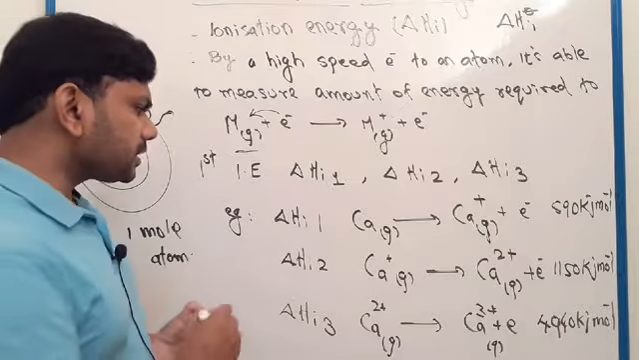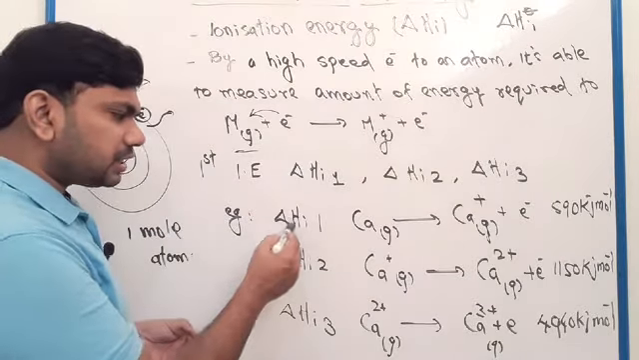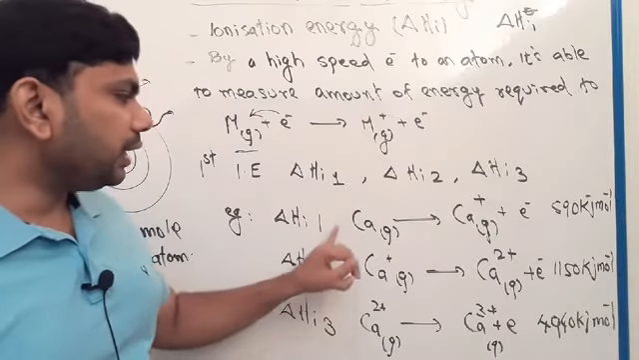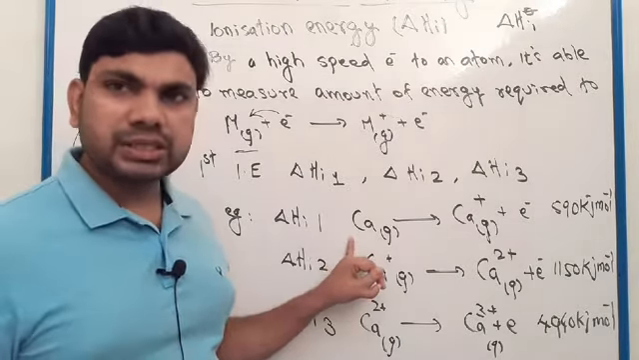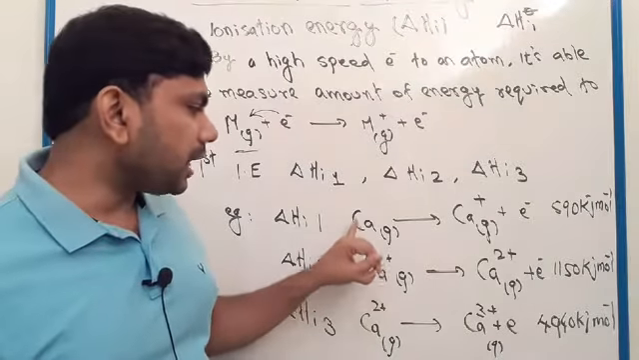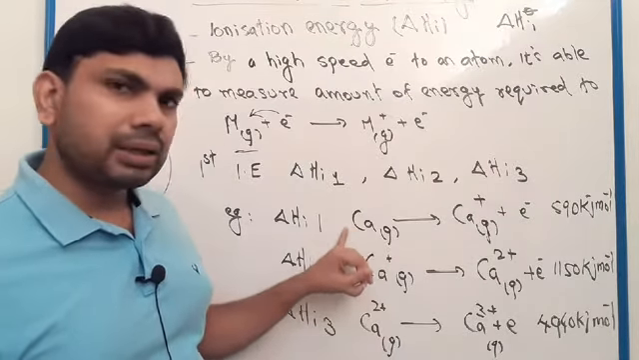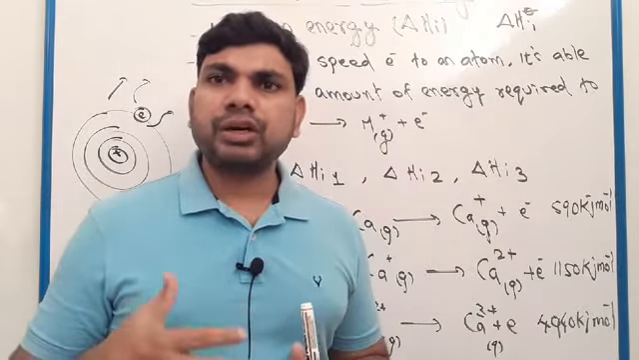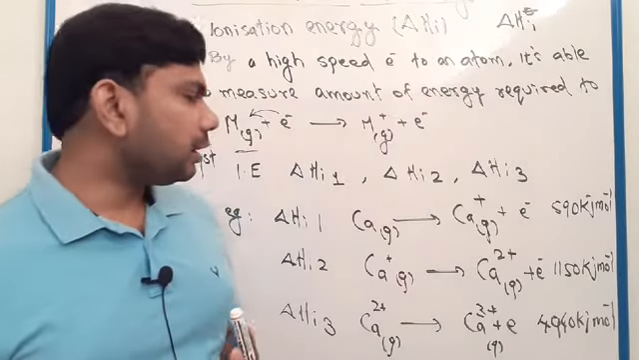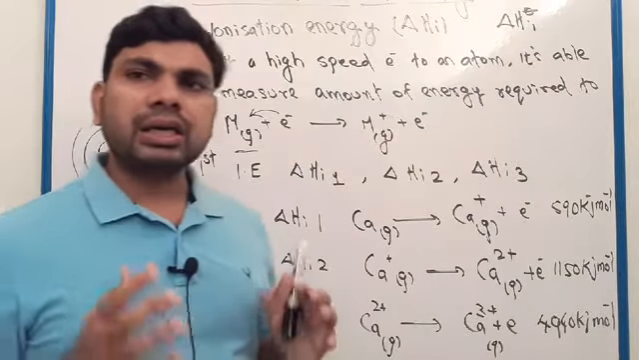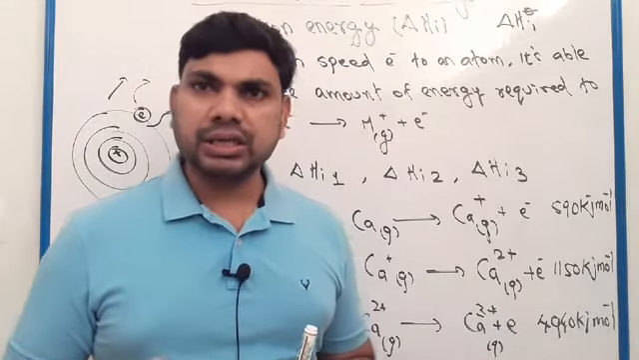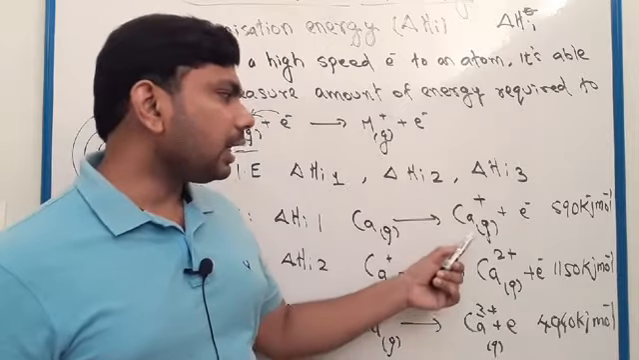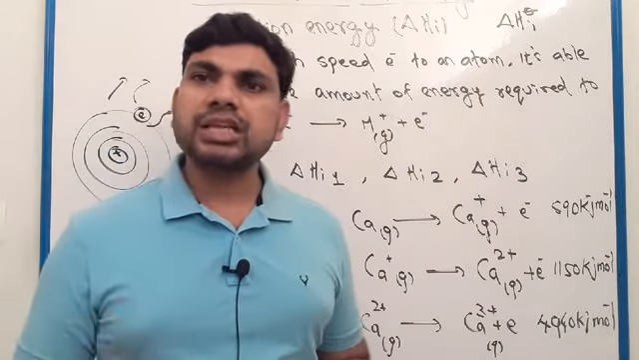Look here, this is one example for the first, second, and third ionization energy equations. Here we have calcium in gaseous state. We know calcium is solid state, so after sublimation we change calcium into vapor or gaseous state. From 1 mole gaseous calcium, we remove an electron and it changes to one mole of gaseous calcium ion.